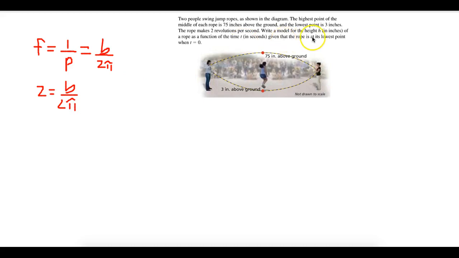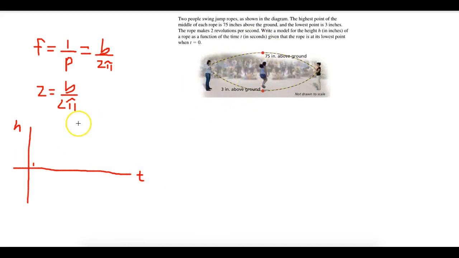Write a model for the height in inches of the rope as a function of time in seconds, given that the rope is at its lowest point when time equals 0. So what this is going to look like is we're going to have our axes right here, and height is going to be our vertical axis, and time is going to be our horizontal. So we want to know what's happening to the height of the jump rope as they swing it around.